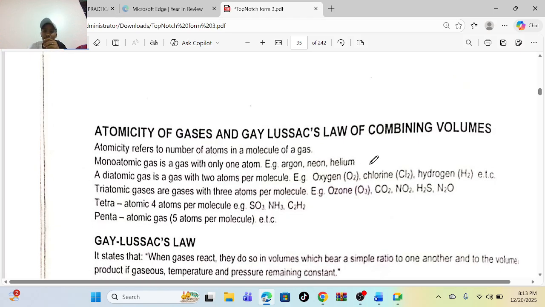So ile kitu muhimu sana ni hasa hii Gay-Lussac's law and atomicity. Atomicity just refers to the number of atoms. Meaning that nikukwambia monoatomic, it contains one atom. Diatomic contains 2 atoms per molecule. Triatomic contains 3 atoms per molecule. Tetra contains 4 atoms, penta contains 5 atoms, and etc. Inaenda hivyo.